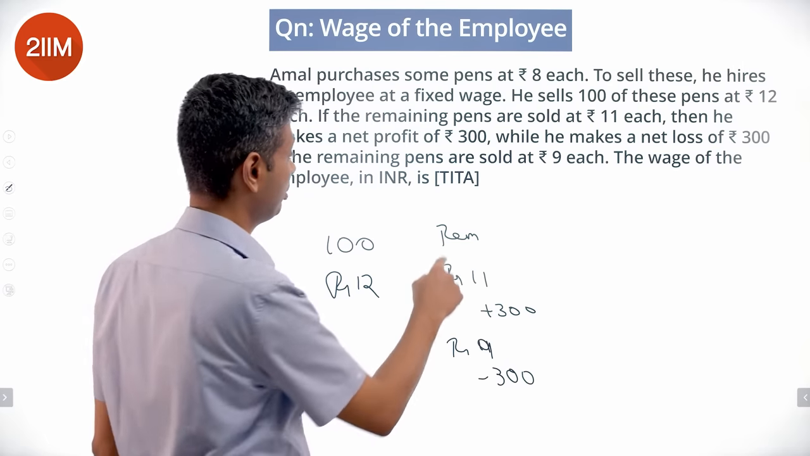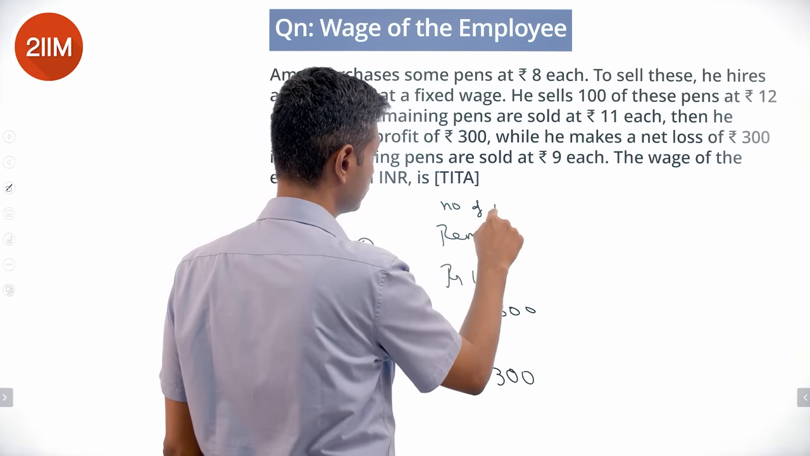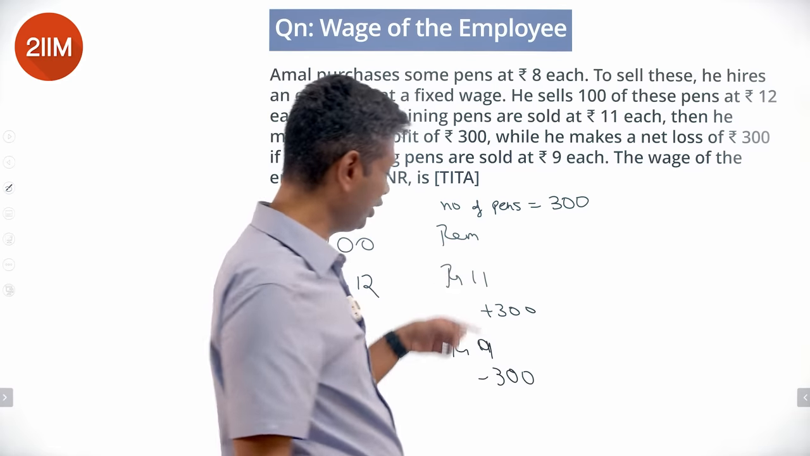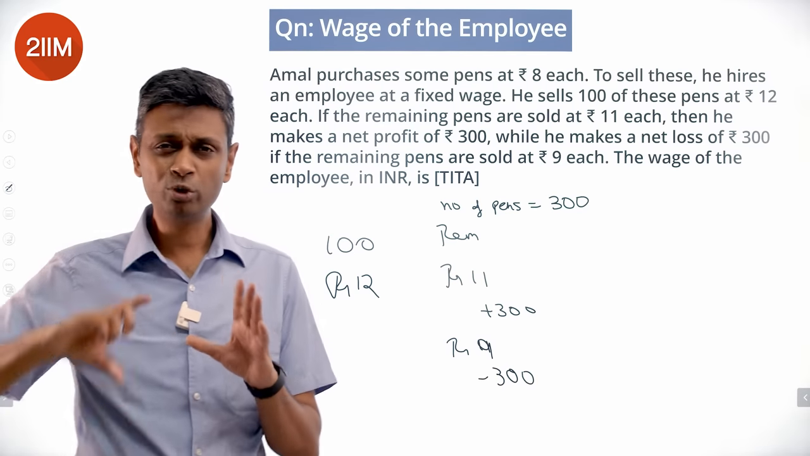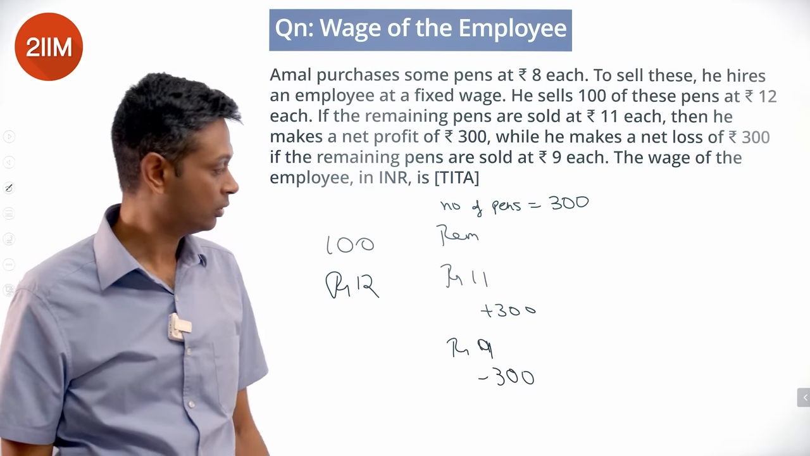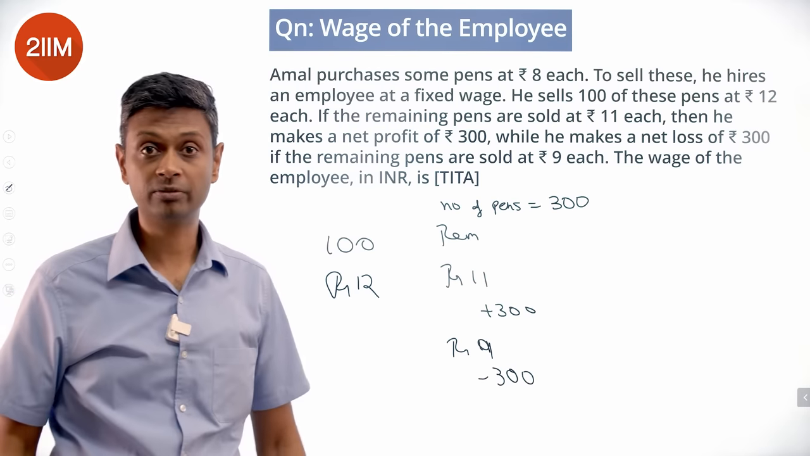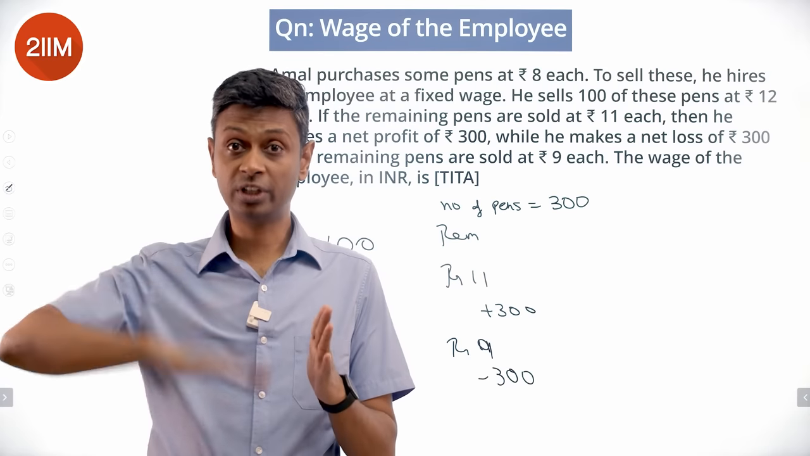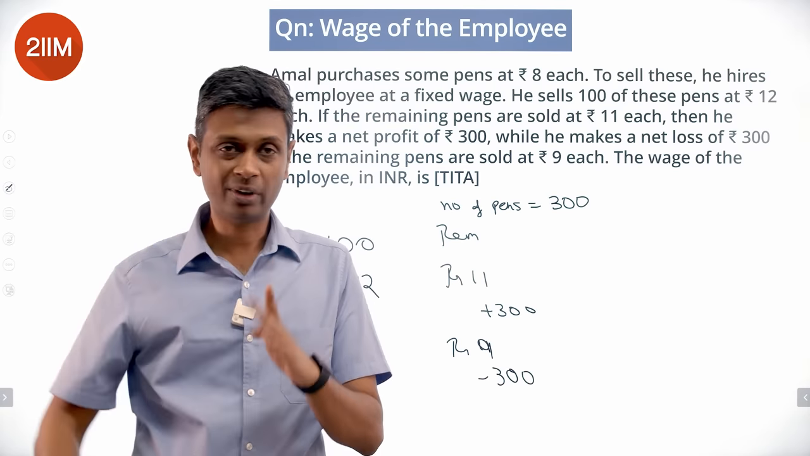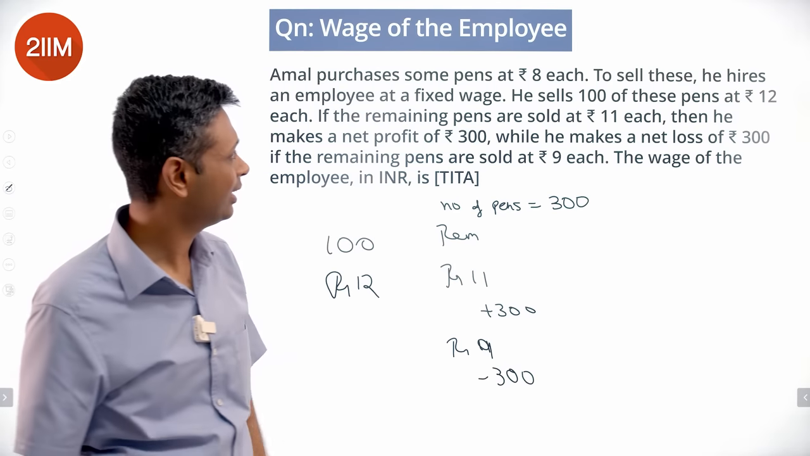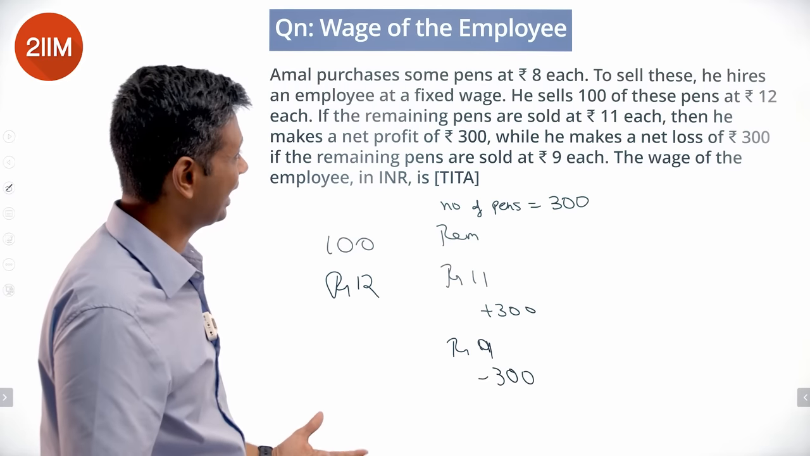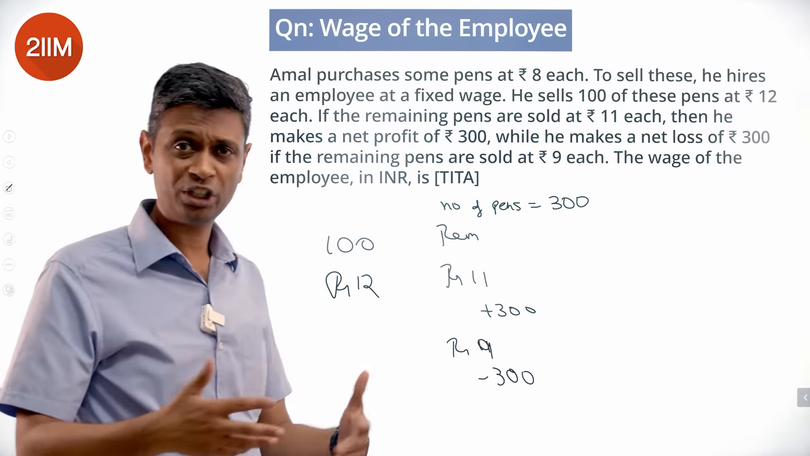Or the number of pens equals 600 divided by 2, which is 300. I'm losing 2 rupees per pen and I end up with a swing of 600. From making a profit of 300, I go to a loss of 300. So if I reduce the price by 2 rupees per pen and lose 600 rupees, there are 300 pens. And the wage of the employee in INR: so we have to come back to the employee cost.